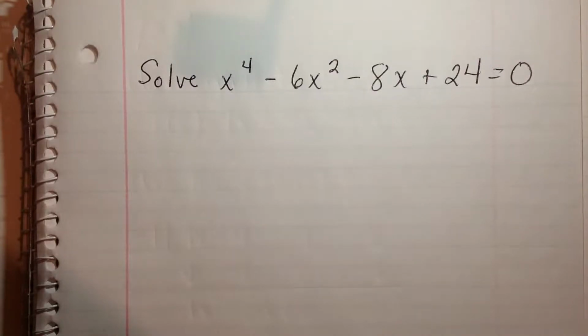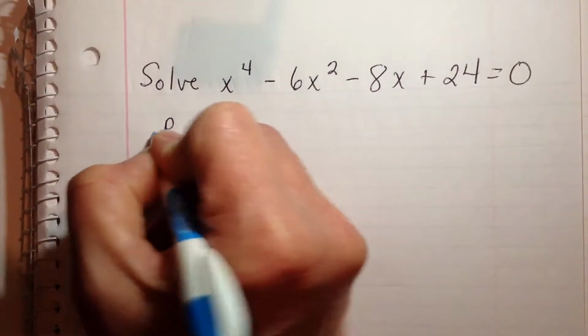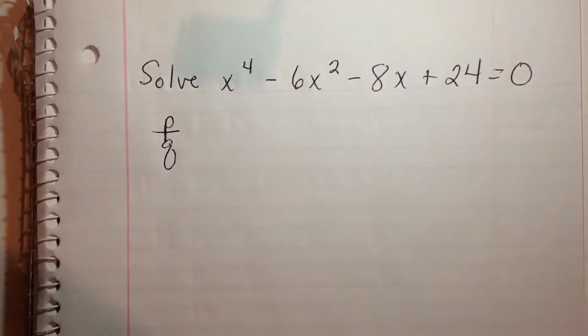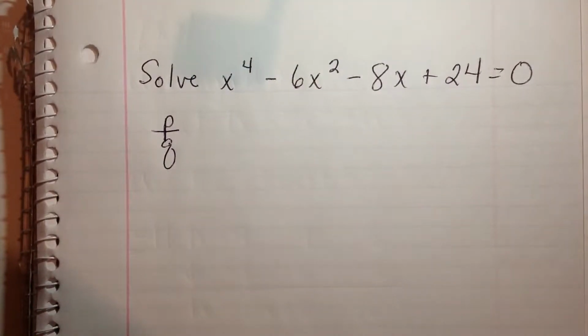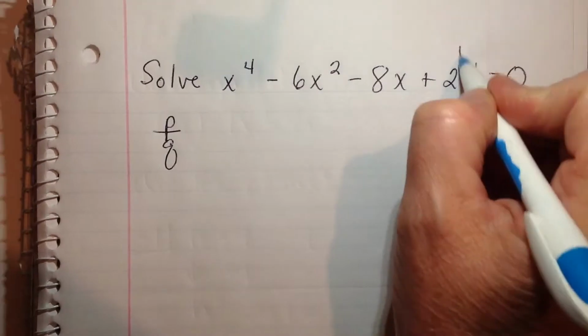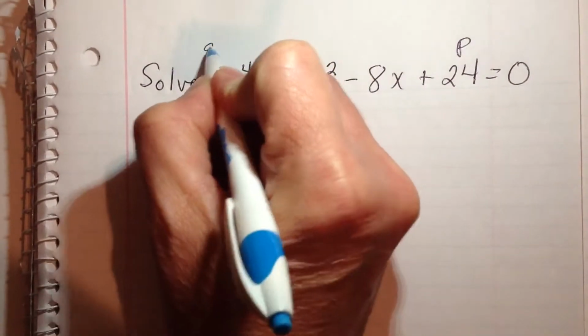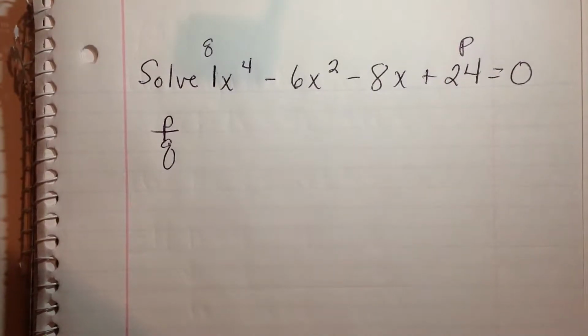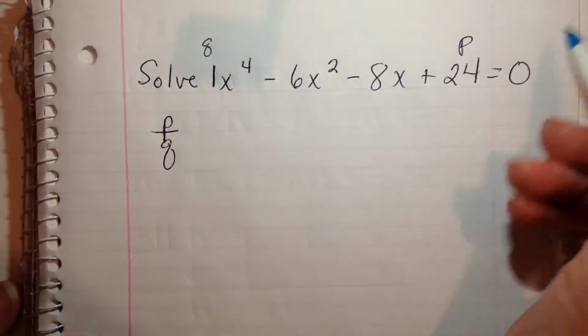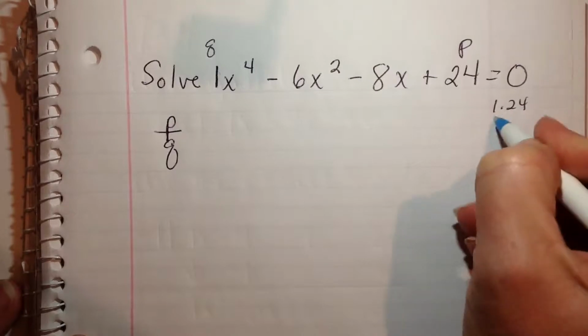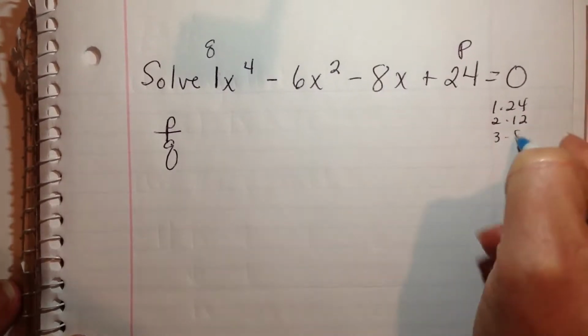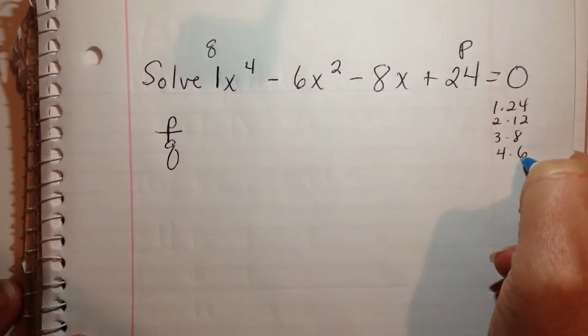Being that I can't factor, to find possible roots and solutions, I will use P's over Q's, my rational zero theorem. P is 24, that's your constant. Q is your leading coefficient, which is 1. What are my factors of 24? 1 and 24, 2 and 12, 3 and 8, 4 and 6.